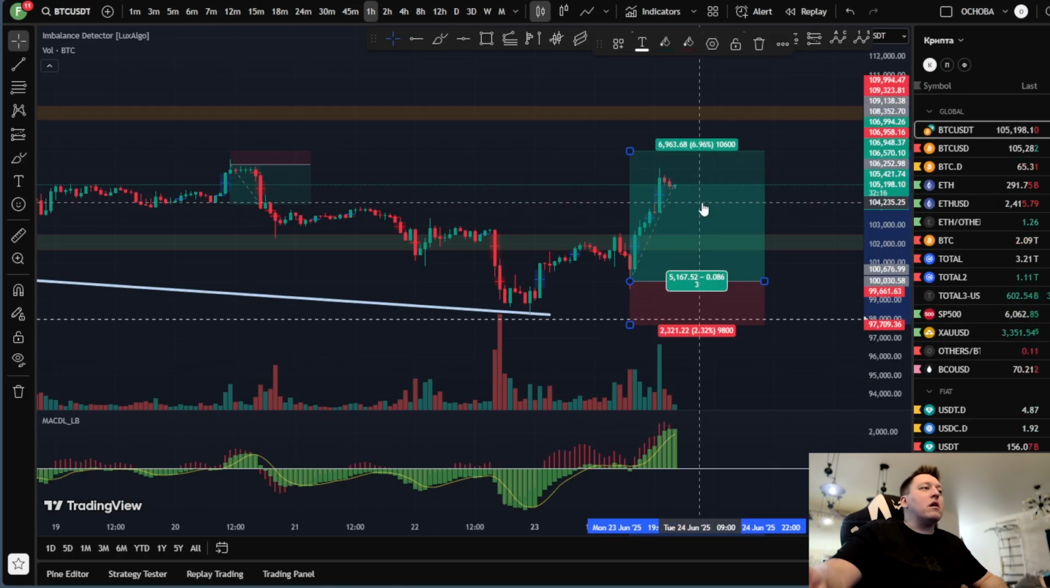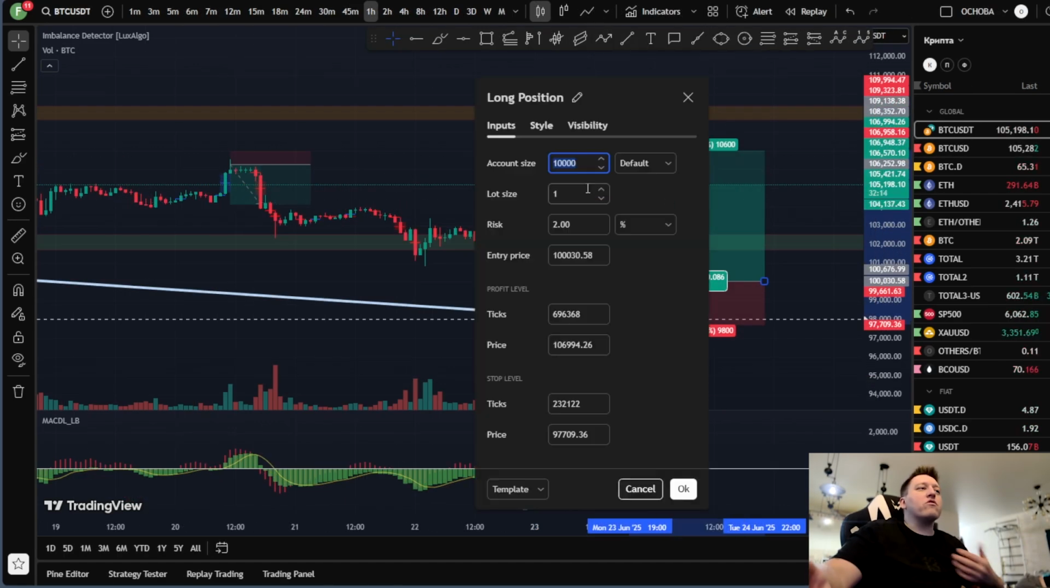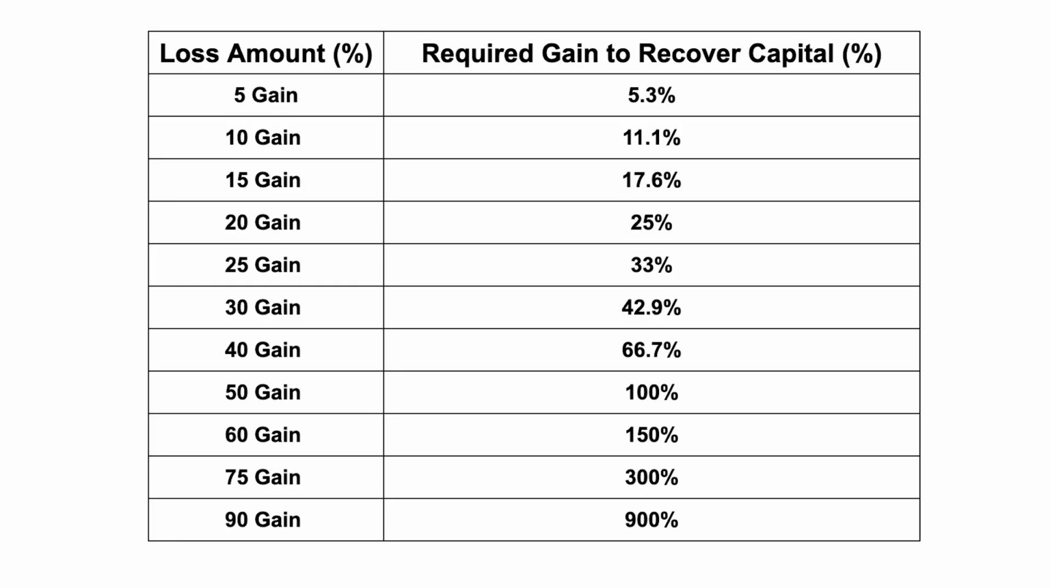Next, you go to the settings and enter your position size. For example, it's $10,000. Next, the risk. It means how much you will lose if the trade goes against you. This tool will calculate it for you. And for the next step, I want to show you another table.